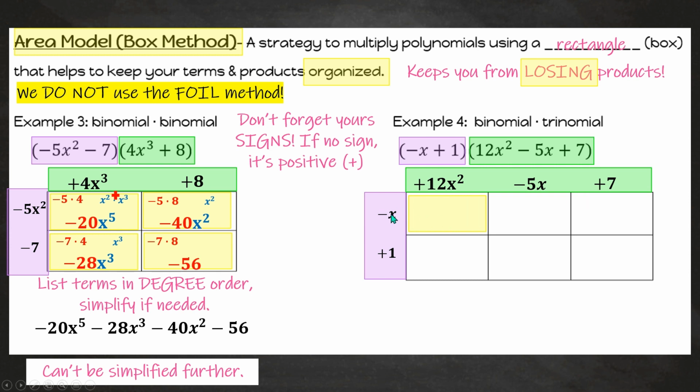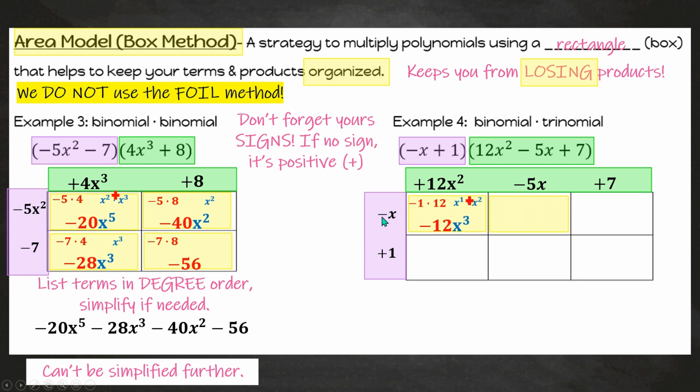So first things first, we're going to multiply and fill in this first box. So -x times a positive 12 is like having -1 times positive 12, and x to the power of 1. Remember, there's an implied 1 here, so that's why I included it here. Multiplied by x to the power of 2. So I'm going to add those exponents together, and I get a -12x to the power of 3.